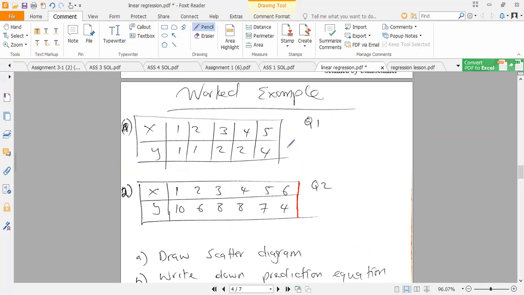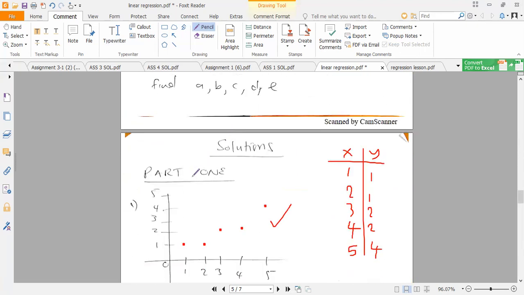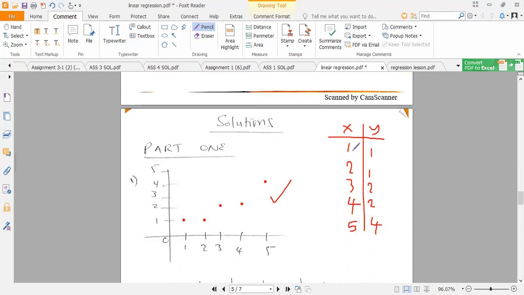In this table, we are now going to expand this table as follows. So firstly, we've been taught to draw a scatter diagram, x, y. So x is 1, y is 1, so you put 1, 1 here. Here we have 2, 1, so here 2.